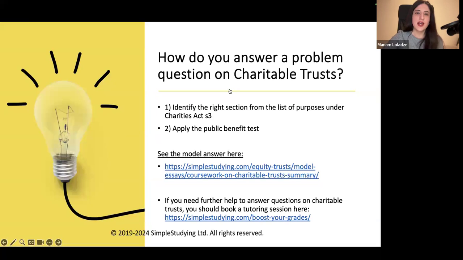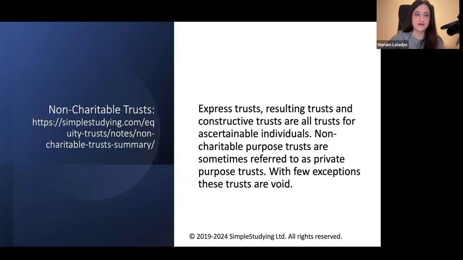For further information, please book a tutoring session with us, and our tutors will help you understand step by step everything that you need to know about answering a problem question on charitable trusts. Most likely, you will get a problem question. It is possible you get an essay question about charitable trusts, but less likely. Like 90% of the time I see a problem question about charitable trusts. So I believe you should be well prepared to answer a problem question on this topic.